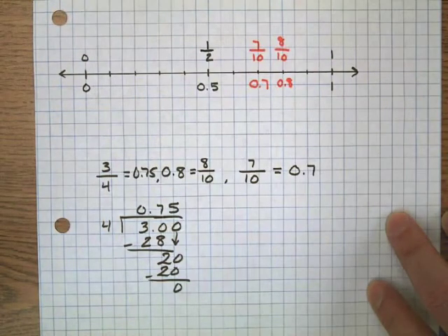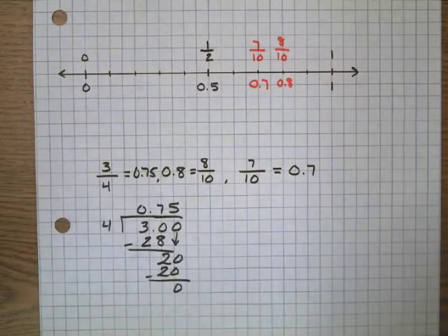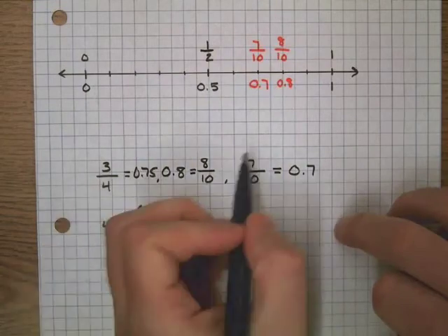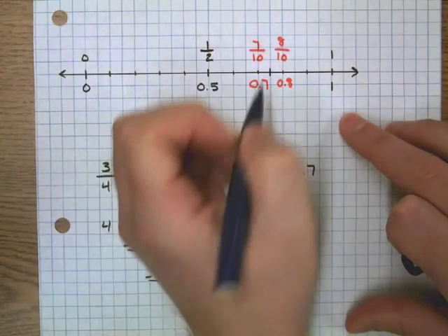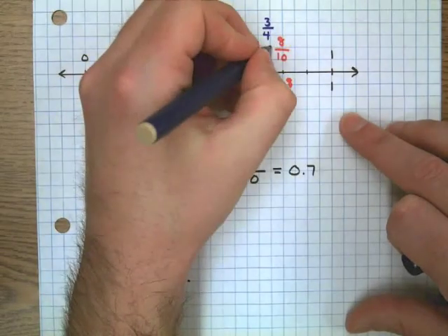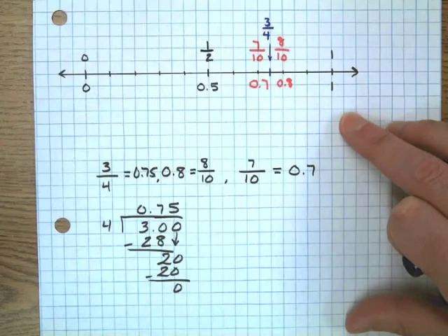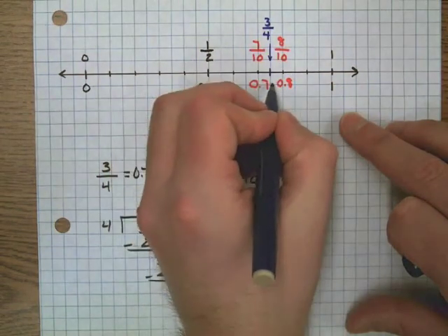Well, if this is 7/10, this would be 8/10 right here, or 8/10 as a fraction. Those are equivalent. Our 3/4 would then be 75 hundredths, and that's going to be right halfway between 7/10 and 8/10. It's going to be right here. So 3/4, I'm just going to draw a little arrow down to it right there, between 7/10 and 8/10.